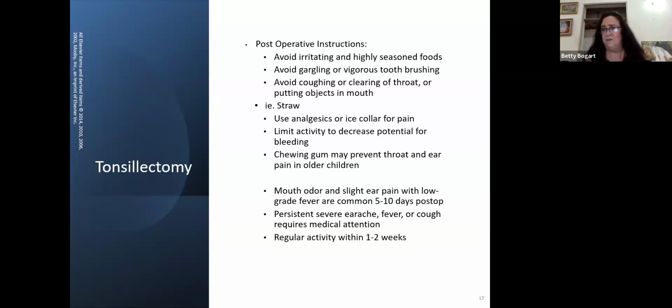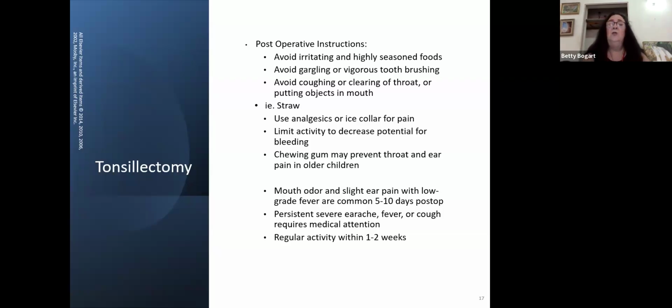No irritating high season food. It irritates it, it burns it, can make it bleed. No gargling, no toothbrushing. Their breath stinks. So many children just want to brush and get that stink out. There's two big scabs that are left in the back of the throat. They cut out the tonsils, cauterize the areas, and there's a scab left. That's what a tonsillectomy is. It's pretty intense when you think about it that way. So no straws in the mouth. No, as nurses, don't suction, no tongue depressors, nothing in the mouth, okay?